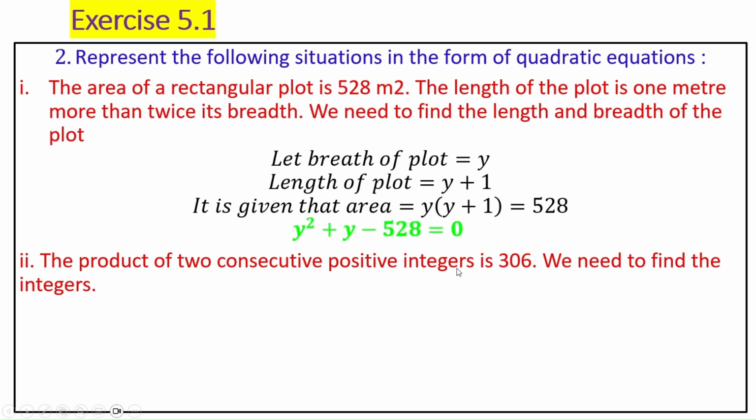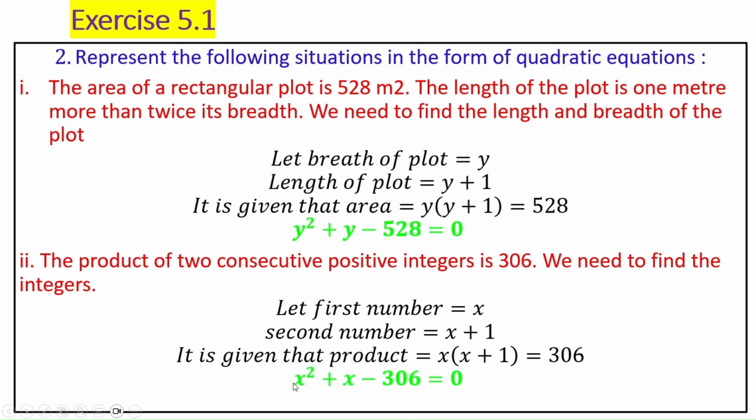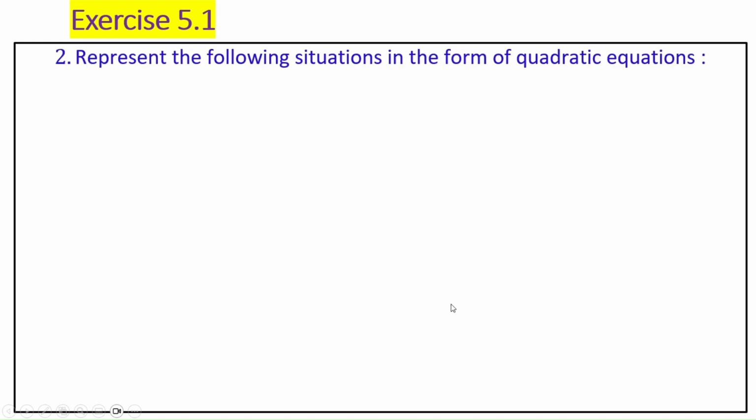The product of two consecutive positive integers is 306. We need to find the integers. He said product of two consecutive positive integers. So if one is x, the other one is x plus 1, right? So let the first number be x, the second number is x plus 1. So the product is x into x plus 1 equal to 306. So this will become x square plus x minus 306 equal to 0. This is the quadratic equation we built.